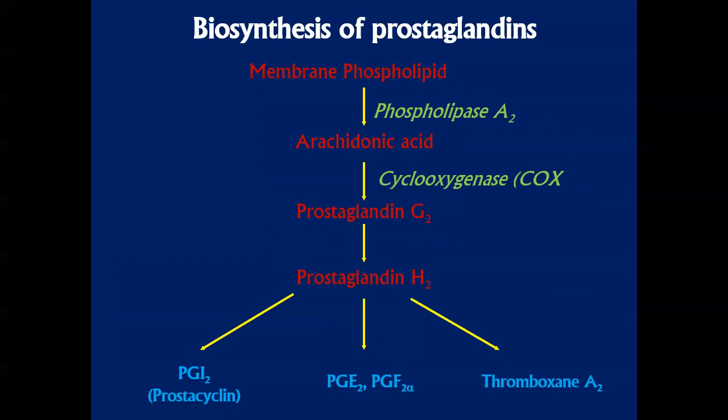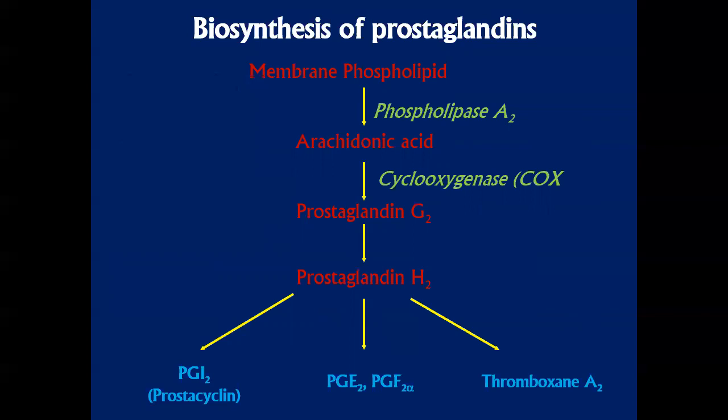One is the lipoxygenase pathway, and another is the cyclooxygenase pathway. Cyclooxygenase converts arachidonic acid into prostaglandins and thromboxane A2 in platelets, whereas lipoxygenase converts it into the final products, the various leukotrienes. So in today's context, we are more concerned with the COX pathway, the cyclooxygenase pathway.